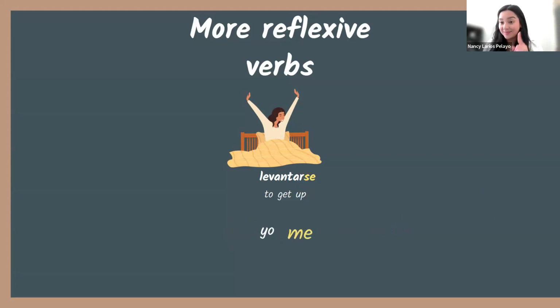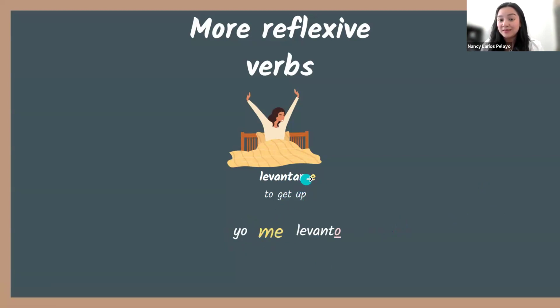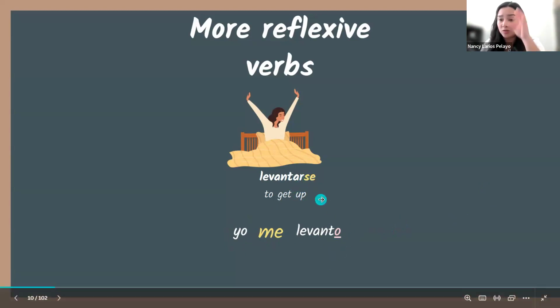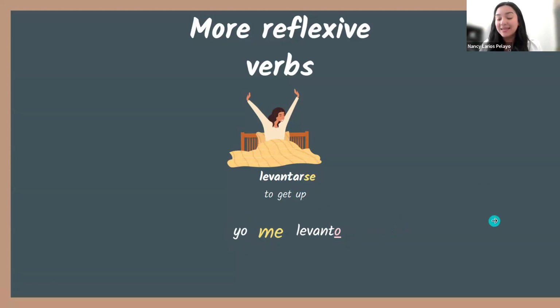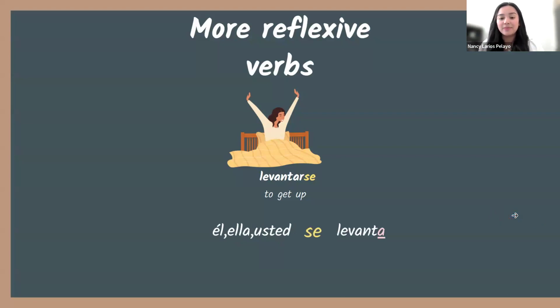Yo me, right? Levanto. Again, once we use that reflexive pronoun, right, now we're looking at levantar. And how do we conjugate levantar in the first person? With an O, right? We drop the AR, we add the O. Yo me levanto. Let's try the next ones. Tú, what's a reflexive pronoun? Te, what's the conjugation of levantar for tú? What's a new ending? Levantas. Tú te levantas. Excelente. Él, ella, usted, right? Not yo, not tú, but él, ella, usted. Se levanta.